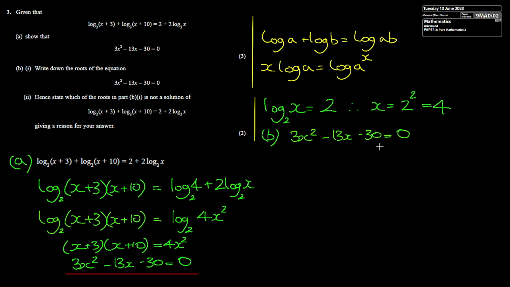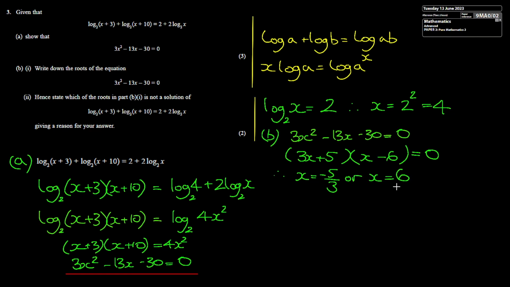So in part B, we've been asked to write down the roots of this quadratic, which means factorizing. You can either do that on a calculator or by inspection, and it does actually factorize fairly easily, and you'll get these two factors. So in the usual way, x is equal to negative 5 over 3, or x is equal to 6. And those are the two roots.